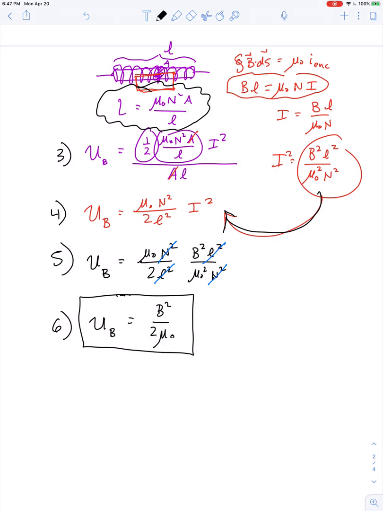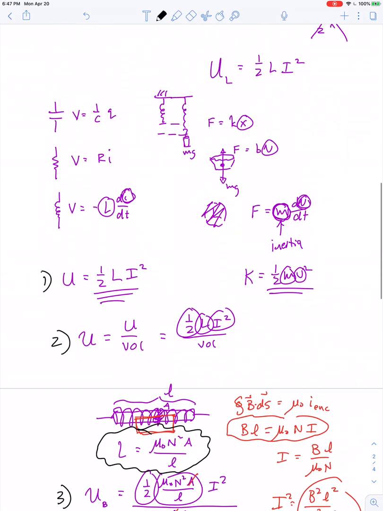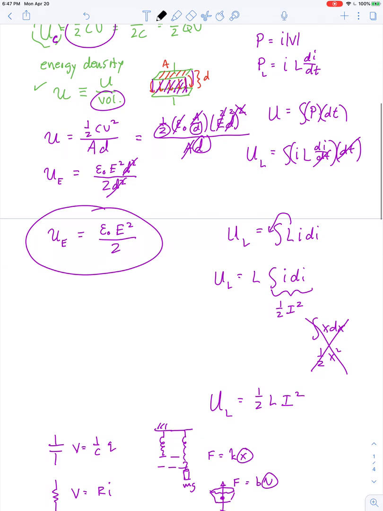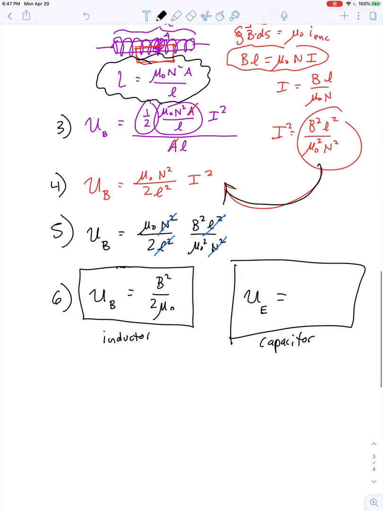And what was the energy density of a capacitor? The energy density in an electric field of a capacitor, what was that? Let's scroll back up and look. There it is. Epsilon naught times E squared over 2.